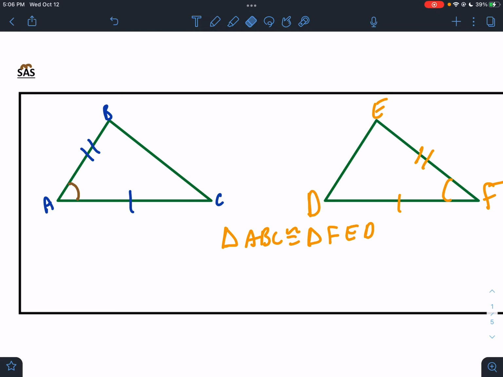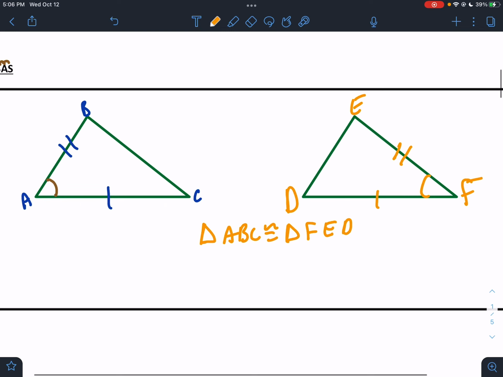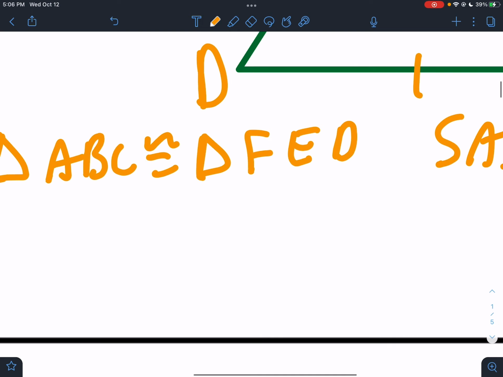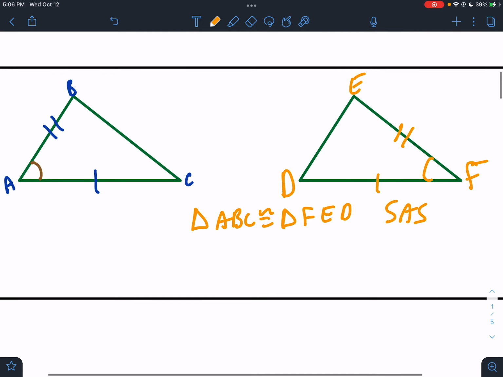Everyone agree? All right. Now, what would be the reason? Well, that would be side angle side. That's how we knew they were congruent. Could we now say something like BC? What is BC congruent to?